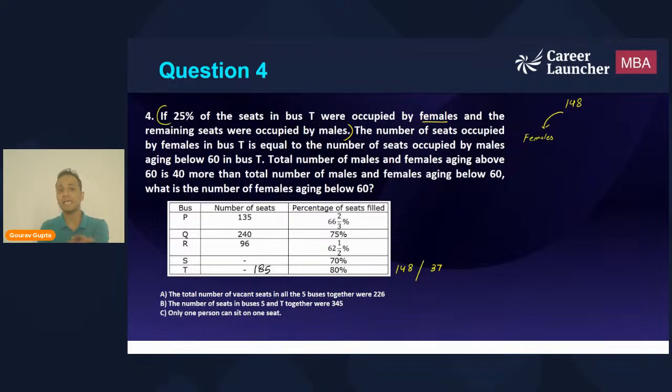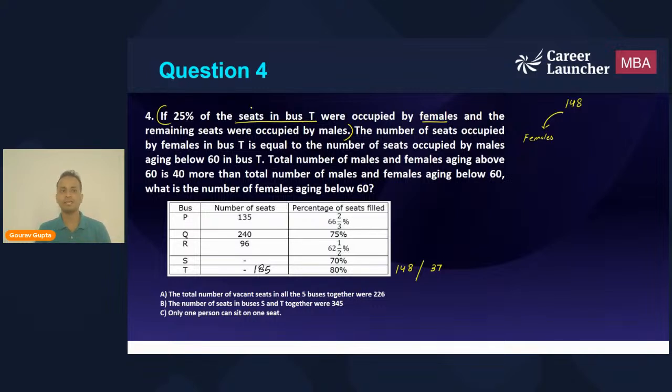25% of the seats in bus T were occupied by females. Now, very important, 25% of the seats in bus T. Okay. Now, does it say 25%? So, Daksh, check karte hain, right? Daksh, 25% of the occupied seats in bus T या फिर 25% of the seats in bus T.